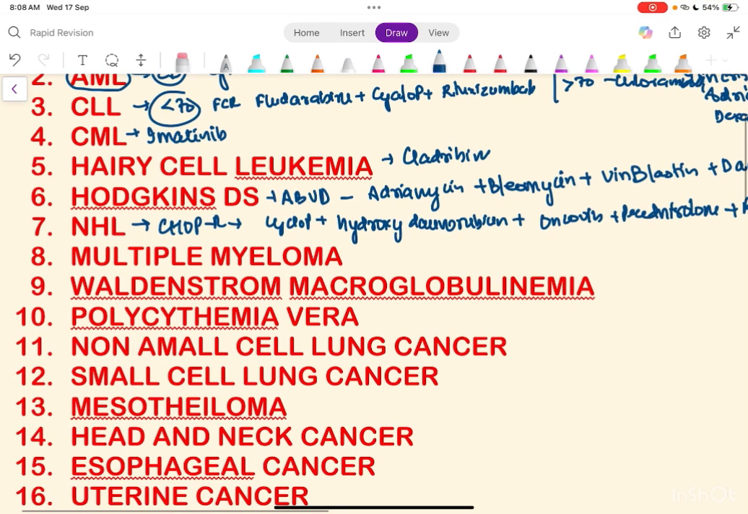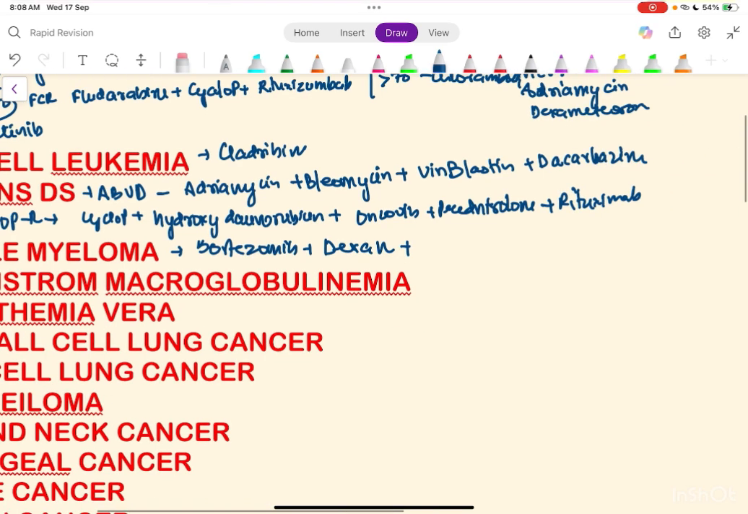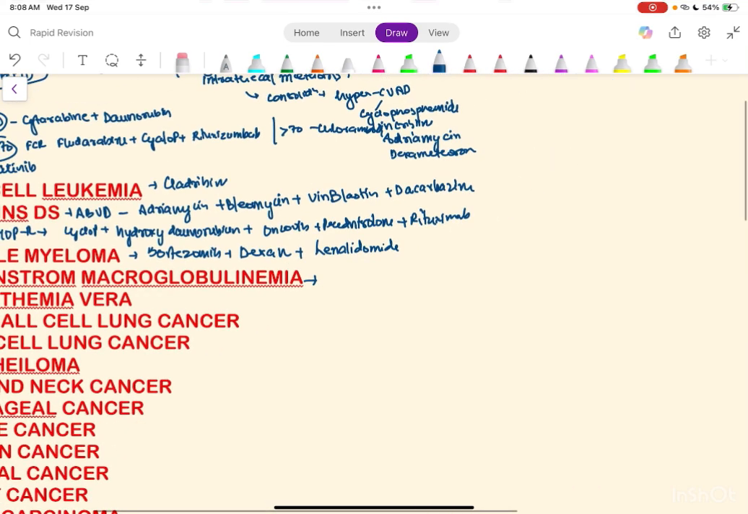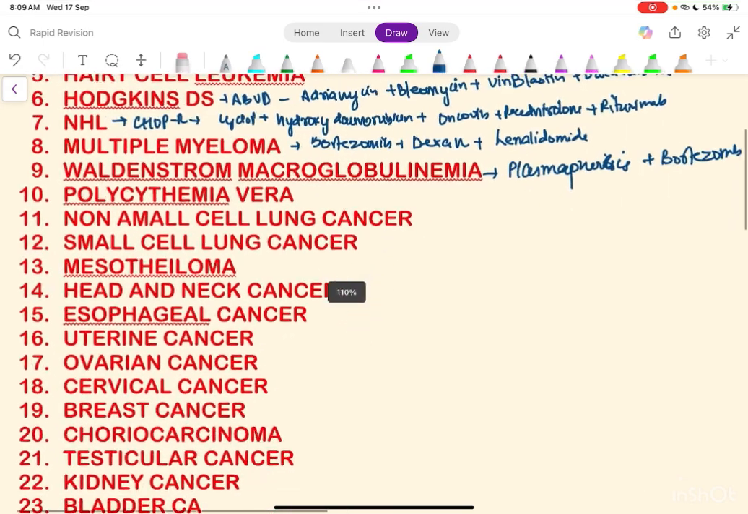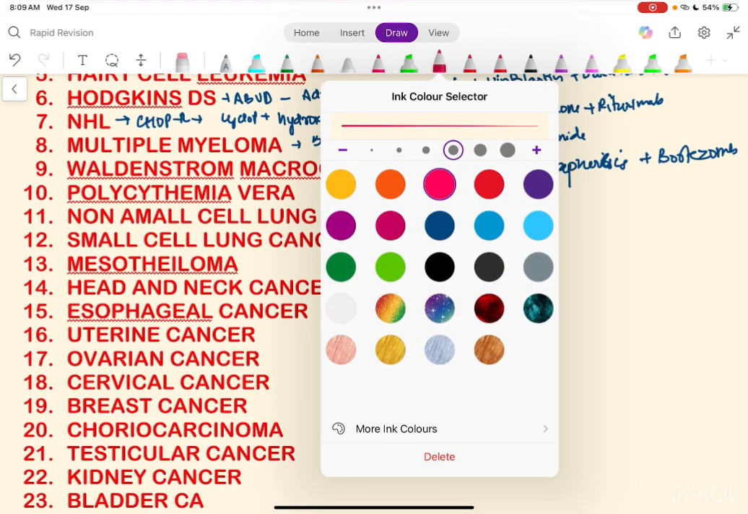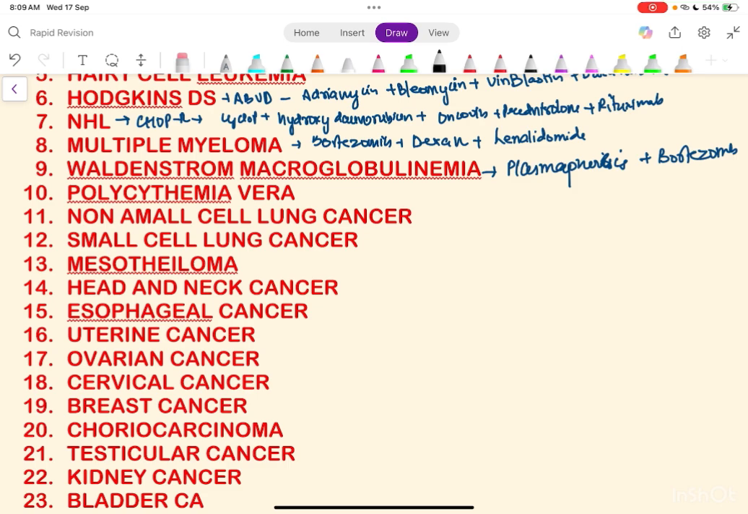Okay, then in multiple myeloma we have bortezomib, dexamethasone, and there's a drug which is lenalidomide. In Waldenström's macroglobulinemia you have plasmapheresis plus you have bortezomib. Now in polycythemia vera, this is also most commonly asked. So in this you have to remember hydroxyurea, which is also the drug of choice for sickle cell anemia.